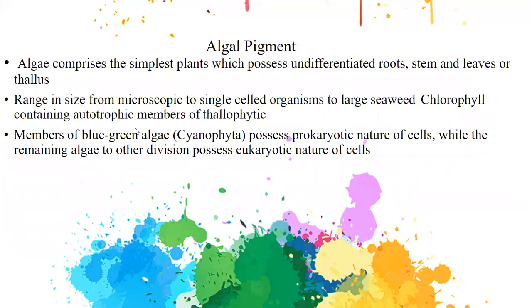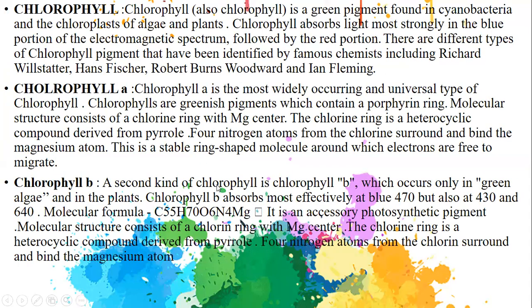Let's talk about the algal pigments. Algae possess undifferentiated roots, stems, and leaves. They range from single cells to large cells, chlorophyll-containing autotrophic members. The members of blue-green algae possess prokaryotic cells while the remaining are eukaryotic. Next is chlorophyll A, which is a green pigment present in cyanobacteria, algae, and plants. It has different types of chlorophyll also present. It was structurally elucidated by Robert Burns Woodward, and Hans Fischer worked on chlorophyll.